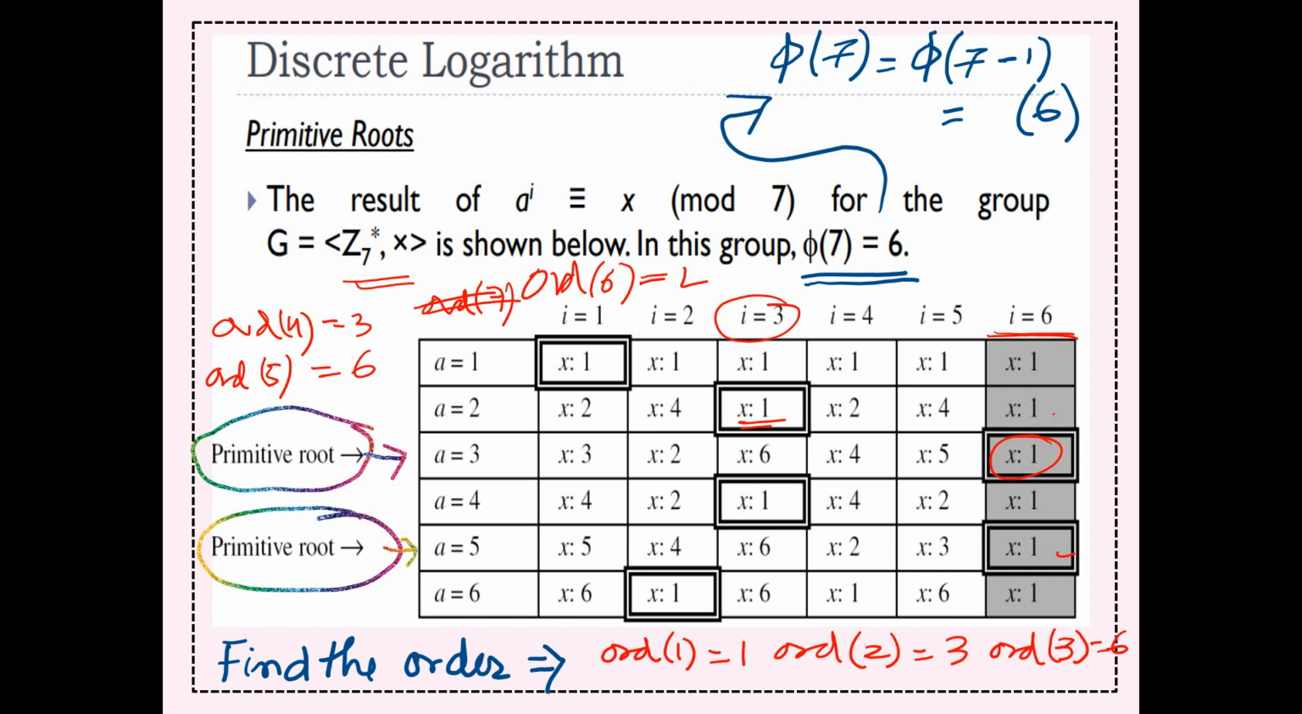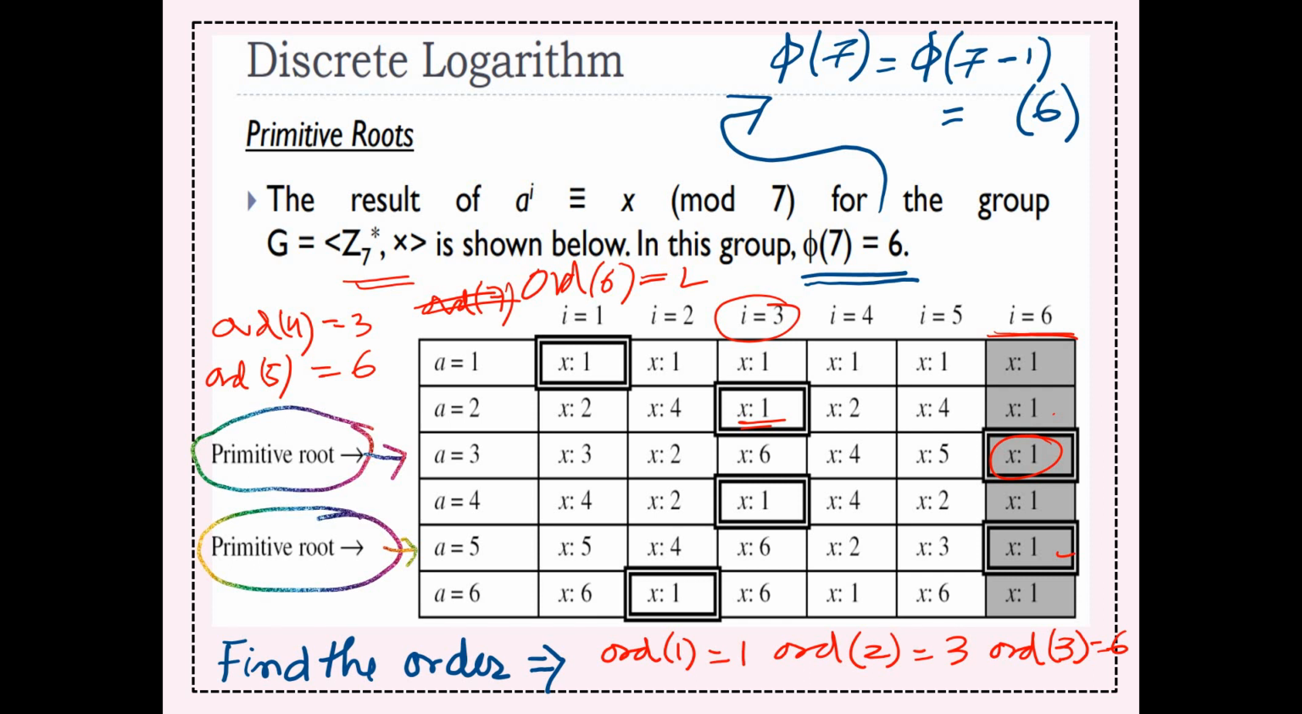Am I clear with this? 3 has 6 as the order, 5 has 6 as the order, which matches the requirement of phi n, which in our case is 6. So, we will say those are the 2 primitive roots for the same set. Okay? That is how we find out the primitive roots.